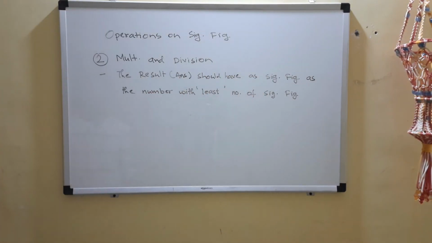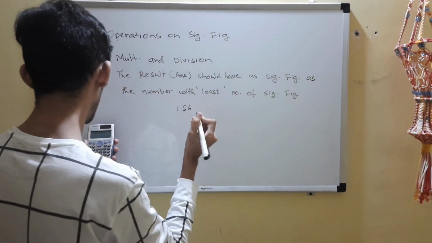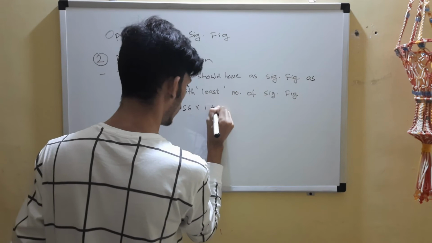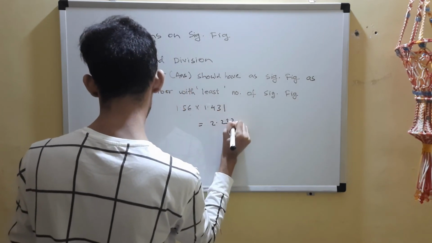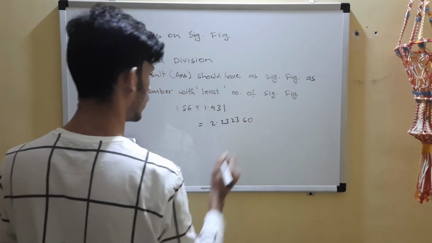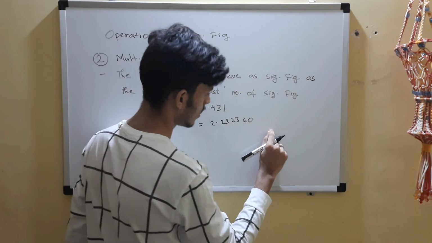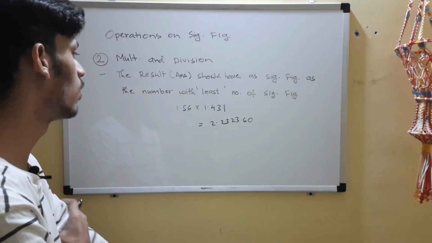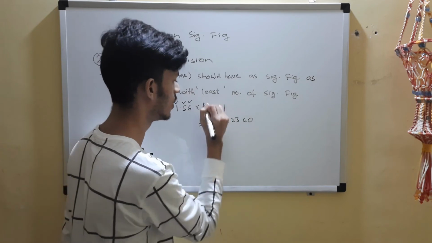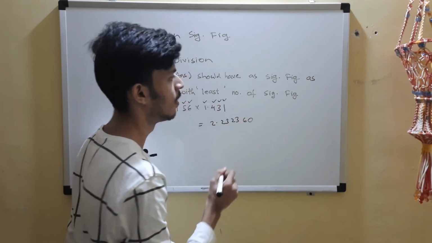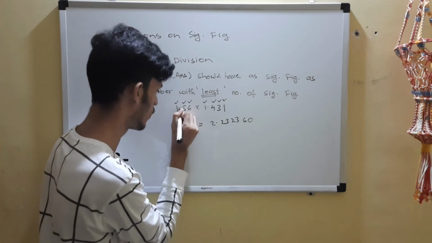Taking this next one as 1.56. I've already calculated it for you into 1.431. So it comes out to 2.232360. Okay, so my calculator says this. And anyways, let's follow the rules now of significant figures. Now this number has 1 2 3 significant figures. This has 1 2 3 4. But we are looking for the one which has the least, so it's this one, bingo.